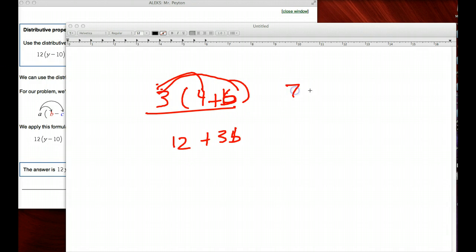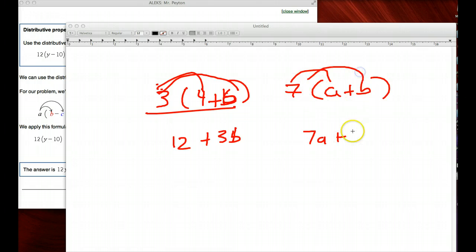I'll do one more. So let's do 7, and then a plus b. This means 7 times a and 7 times b. So that would give us 7a plus 7b. And it doesn't matter if you write 7a and 7b or a7 plus b7, because when they're next to each other like this, it still means multiplication. Okay?